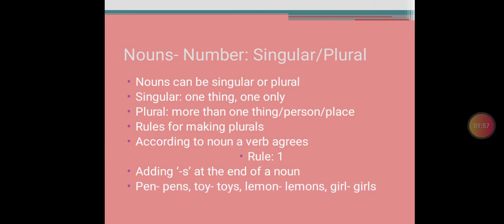Pen, pens, toy, toys, lemon, lemons, girl, girls. So we have only added s at the end of the noun. This is the first rule and we made plurals.